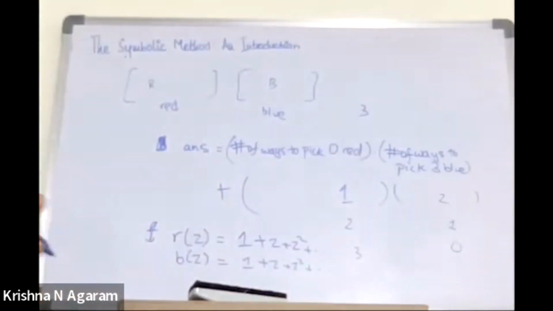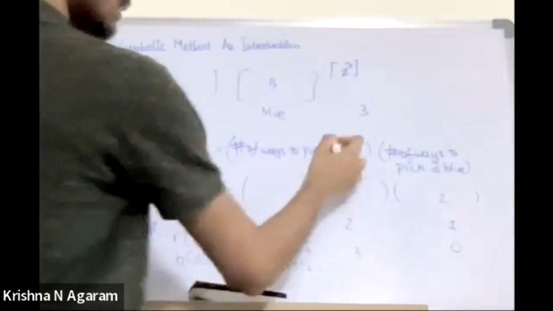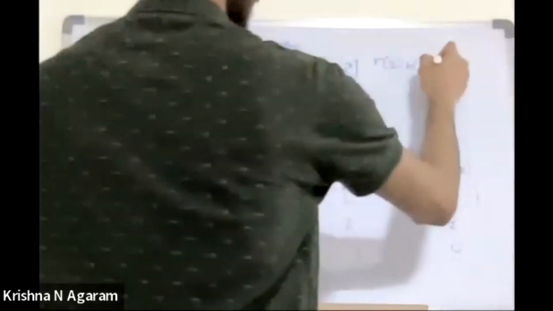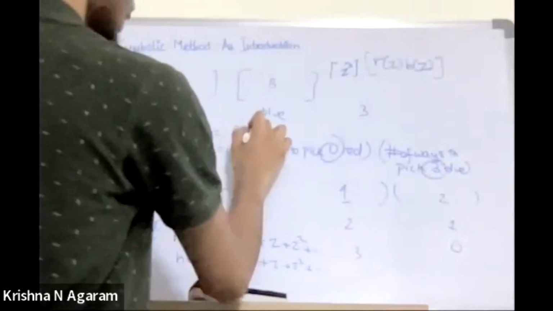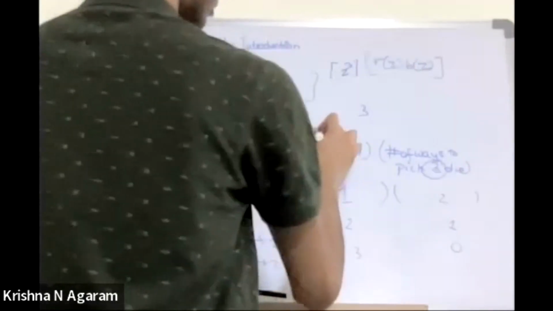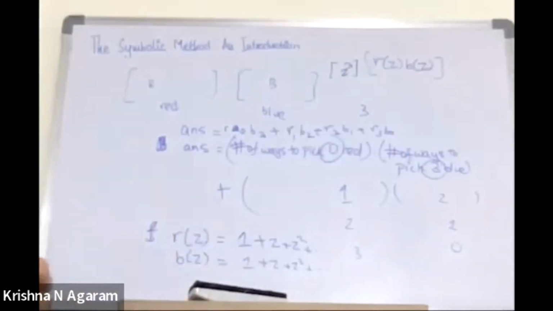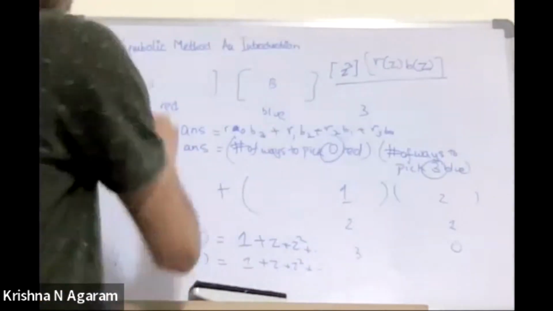Then do you see that the number of ways to pick 3 balls overall, from red and blue, is just the coefficient of z to the 3, which is a total of 3. This should sum up to the sum of r_i b_j with i plus j equal to 3, right? Because your answer is exactly r0 b3 plus r1 b2 plus r2 b1 plus r3 b0. So your answer is exactly this. Why is this useful? Because you don't have to actually go through this casework.